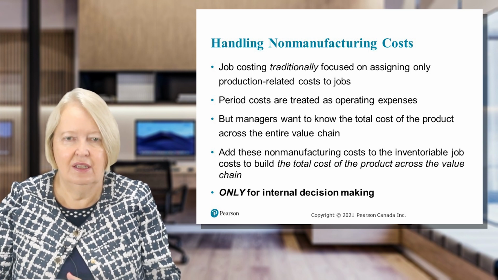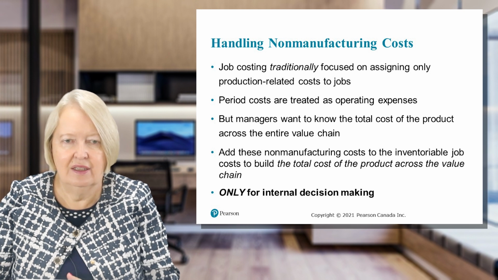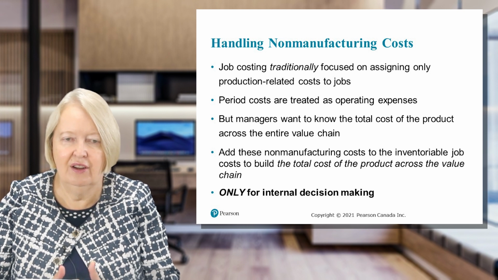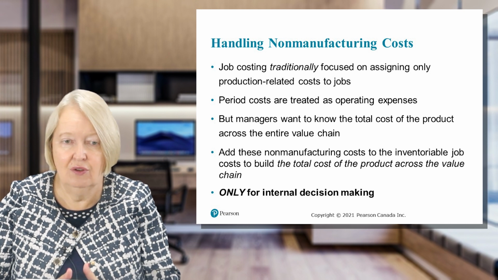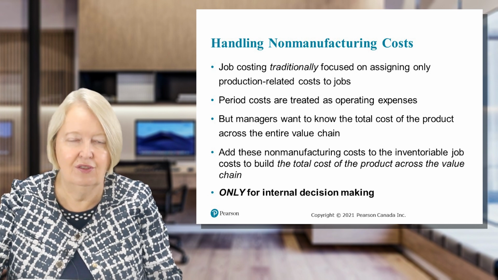So job costing traditionally focused on assigning only production-related costs to jobs. Period costs are typically treated in the past as operating expenses, but managers need to know the total cost of the product across the entire value chain. So adding non-manufacturing costs to the inventoriable cost, that really helps build the total cost of the product. But now remember, this is used only for internal decision making. You're not going to use that for external financial reporting.